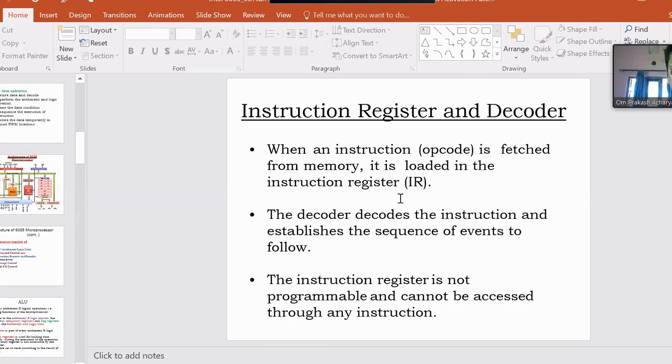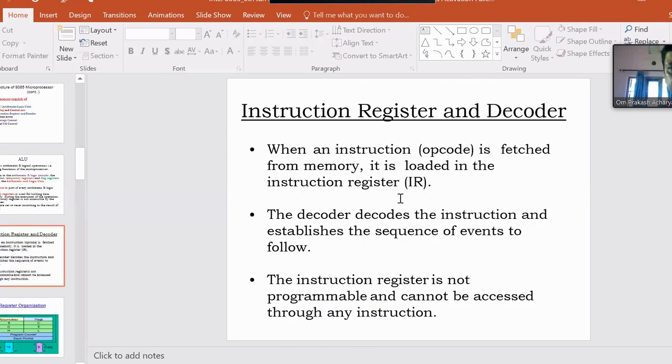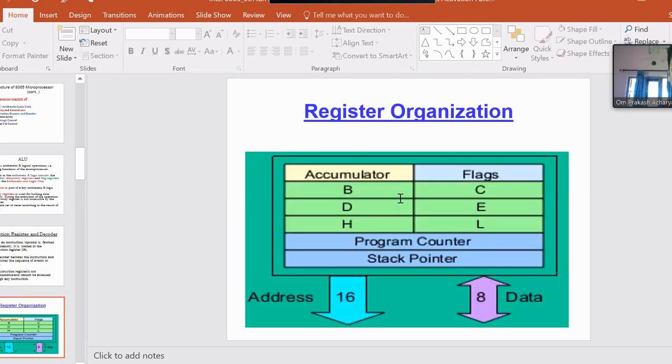Then the instruction register is there. It will receive the instruction from the memory, then decode it accordingly to do the next operation. Now, how many different registers are there? General purpose and special purpose. What are the general purpose registers? B, C, D, E, H, L, and they are 8-bit. 8-bit data can be stored in B, can be stored in C. But if you require to store 16-bit, you can club B and C, you can store 16-bit. You can club H and L.